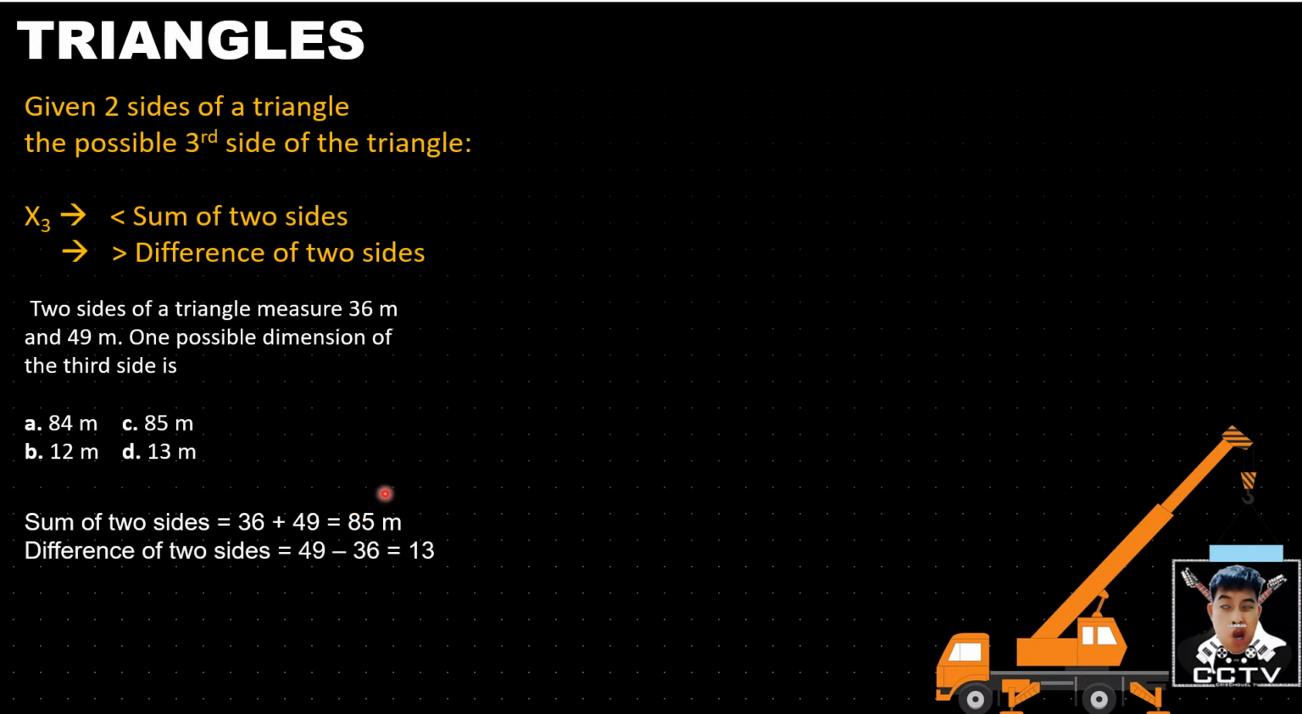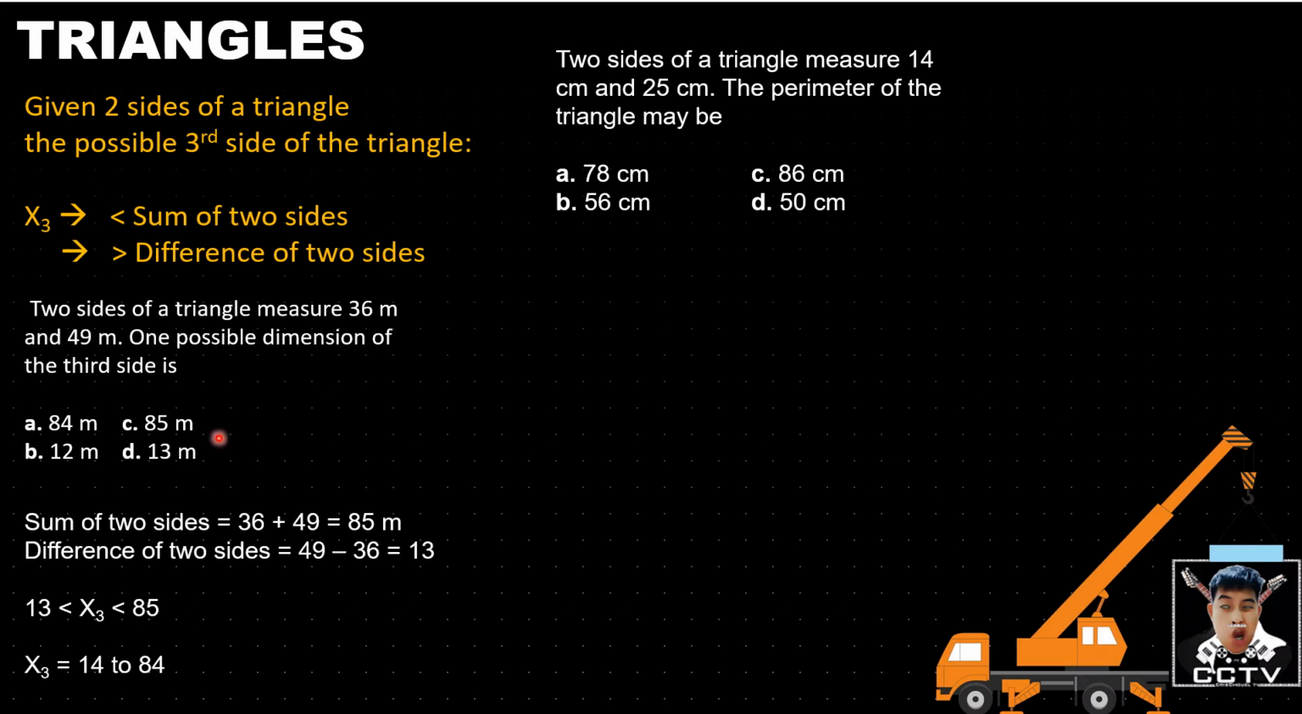And the difference of two sides is 13. So, the possible third side is greater than 13. Ito nga. And of course, that's 14 to 84. Ito, titignan natin yung choices natin dito. Wala tayong 14, but we have 84. 12 is not possible and 13 is not possible. 85 is also not possible.